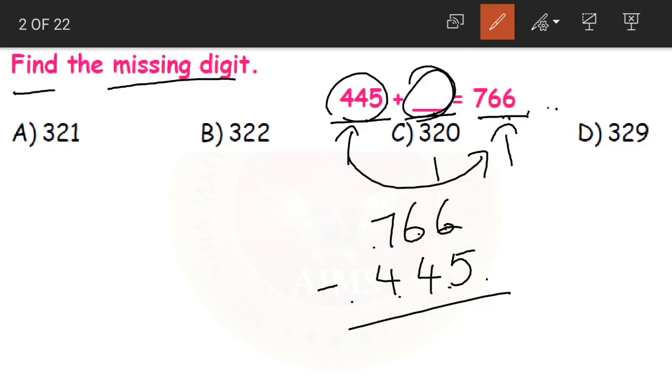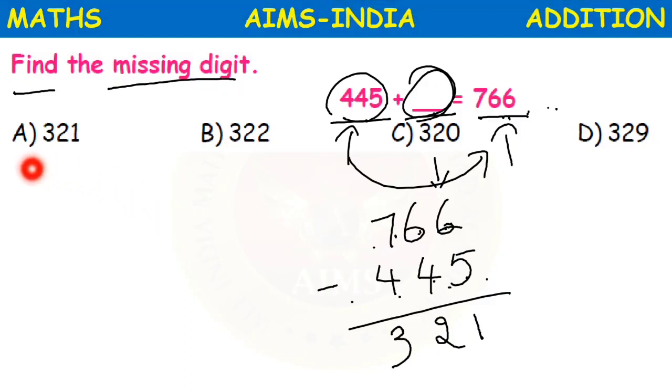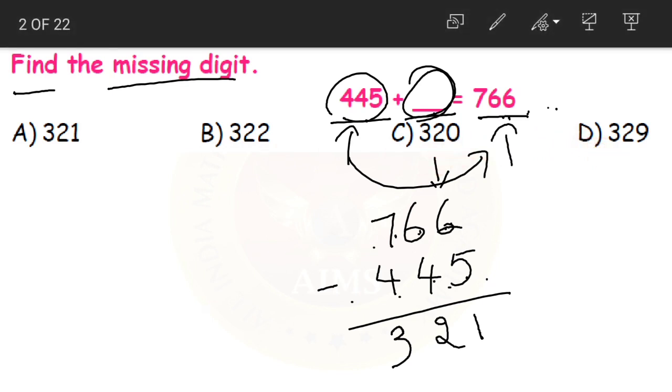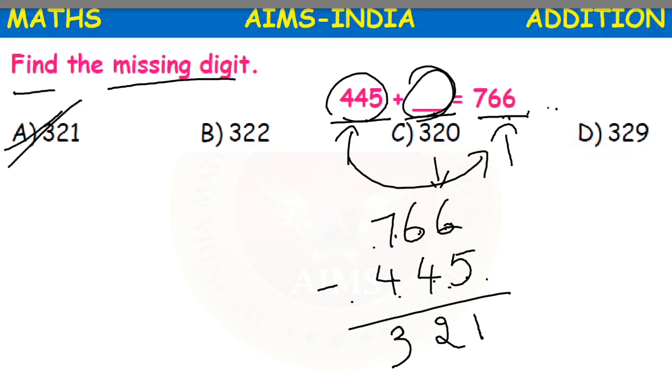How do we subtract? We start from the ones place. 6 minus 5 gives us 1. 6 minus 4 gives us 2. 7 minus 4 gives us 3. Now let us look at the options here. Option A 321. Option B 322. Option C 320. Option D 329. Which is the correct answer, children? Yes, option A 321 is the correct answer.